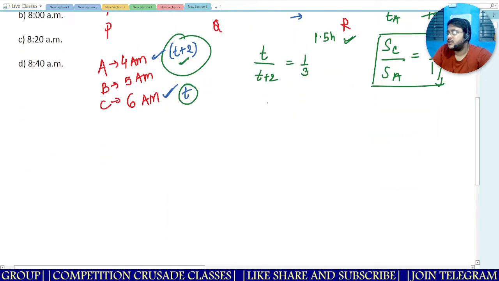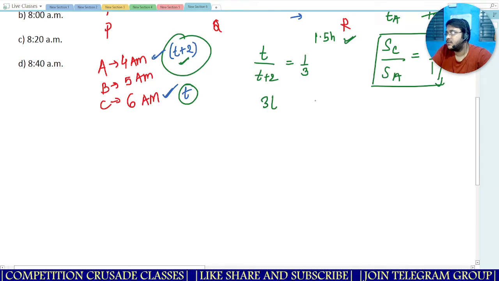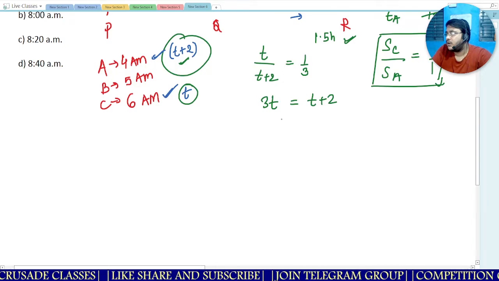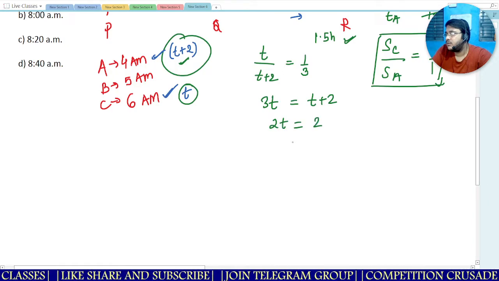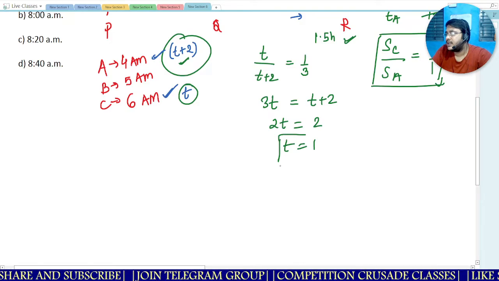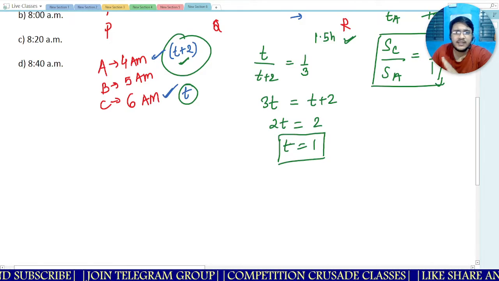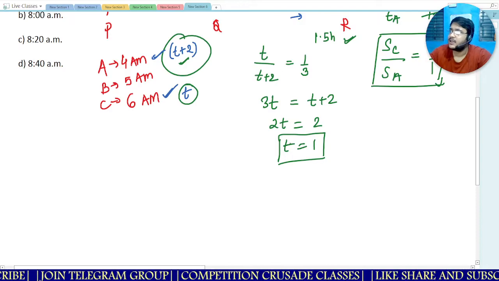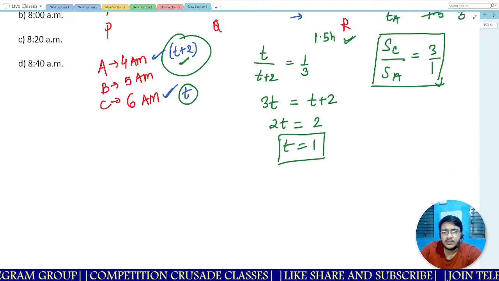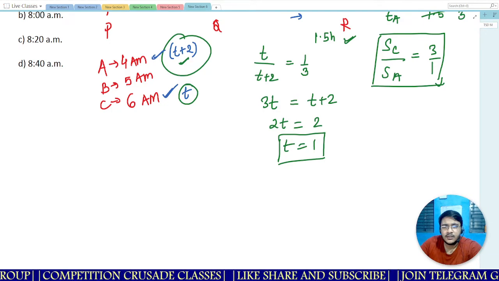So this will become 3T is equal to T plus 2, or 2T is equal to 2, or T is equal to 1. Now understand that so far everything remains the same, and the most important thing, let me place the video over here.